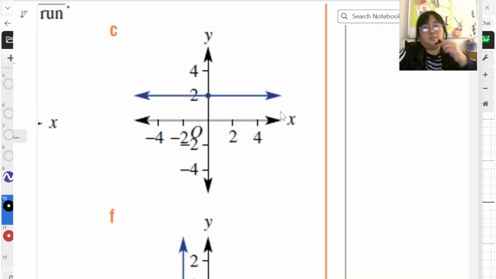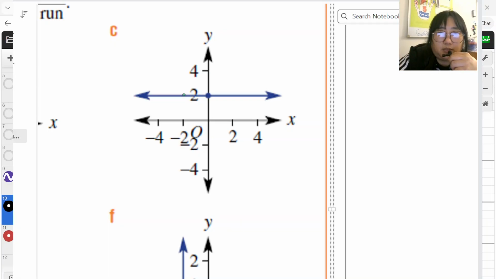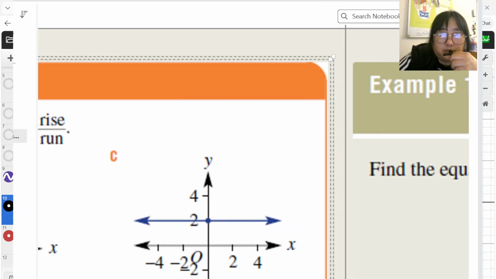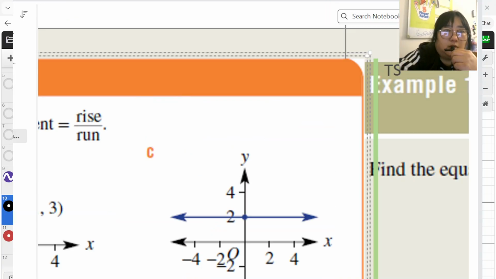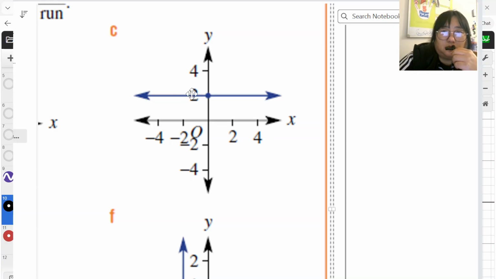So from question C, we got the gradient. So we can pick 2 points. I can pick these 2 points here. I can't draw. So weird. Okay, so these 2 points, I picked these 2.